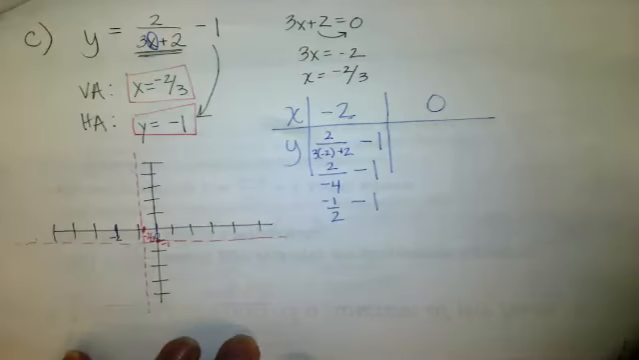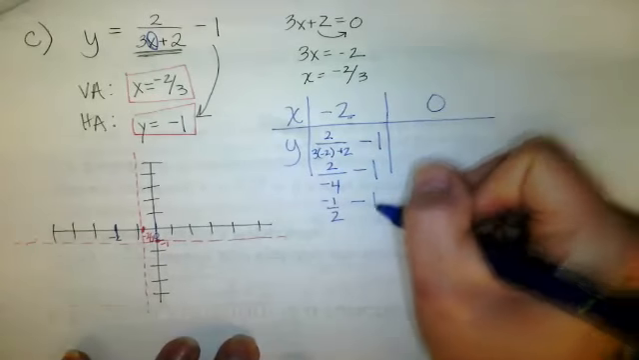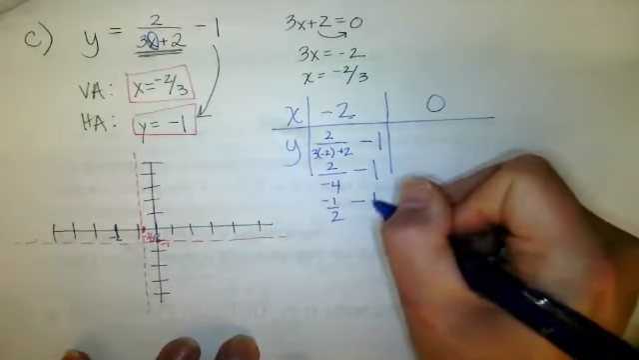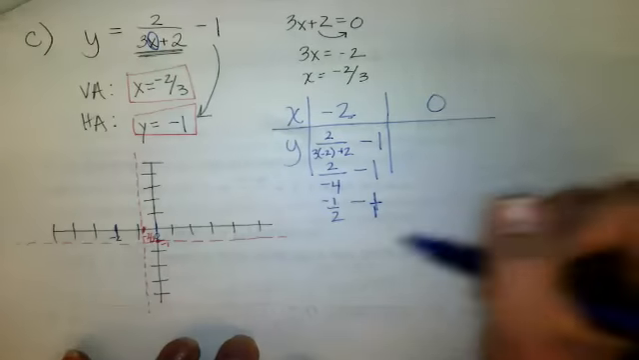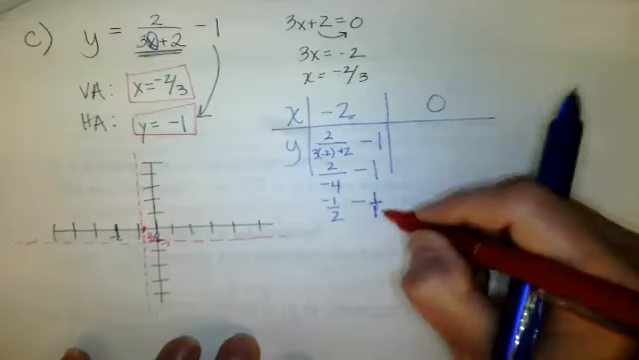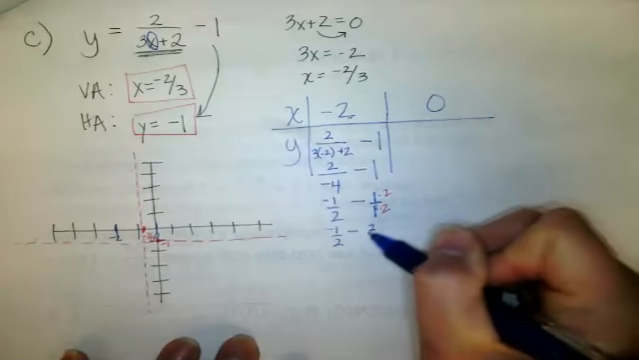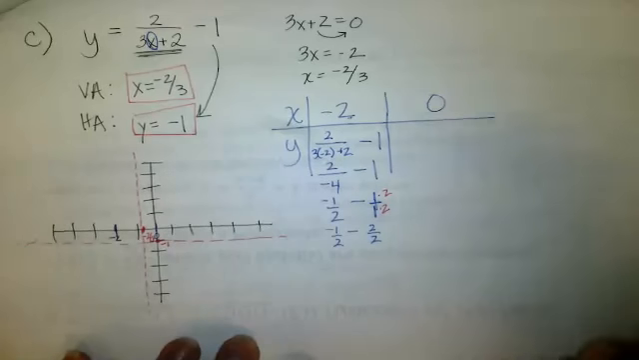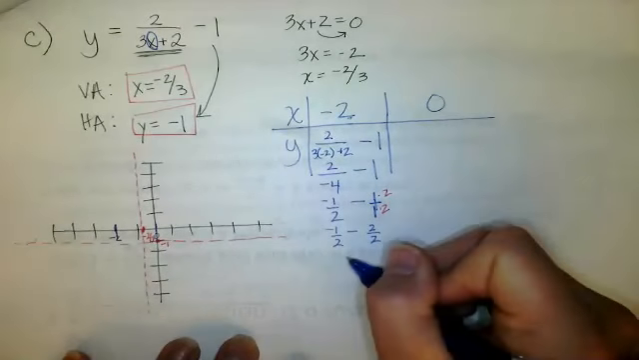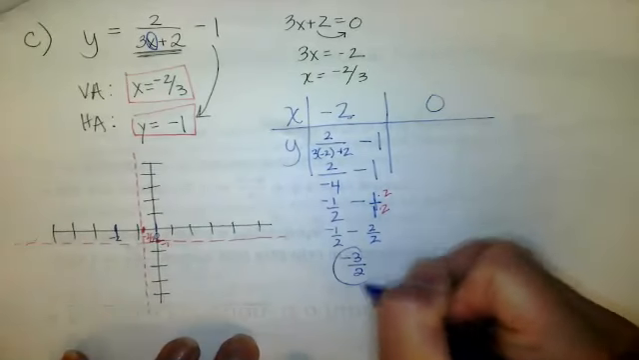How do you combine fractions? Turn the 1 into a fraction, 1 over 1. What do you need to add or subtract fractions? A common denominator. So I have negative 1/2 minus 2/2. What's negative 1/2 minus 2/2? Negative 3/2, or negative 1 1/2.